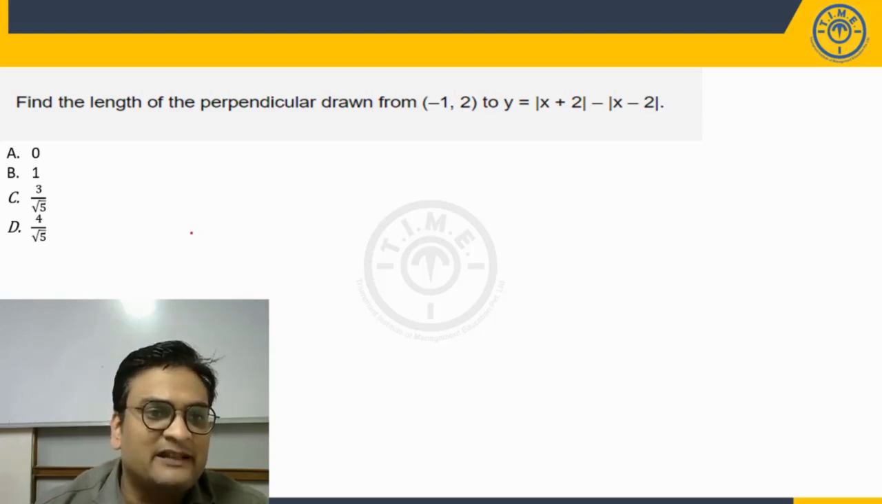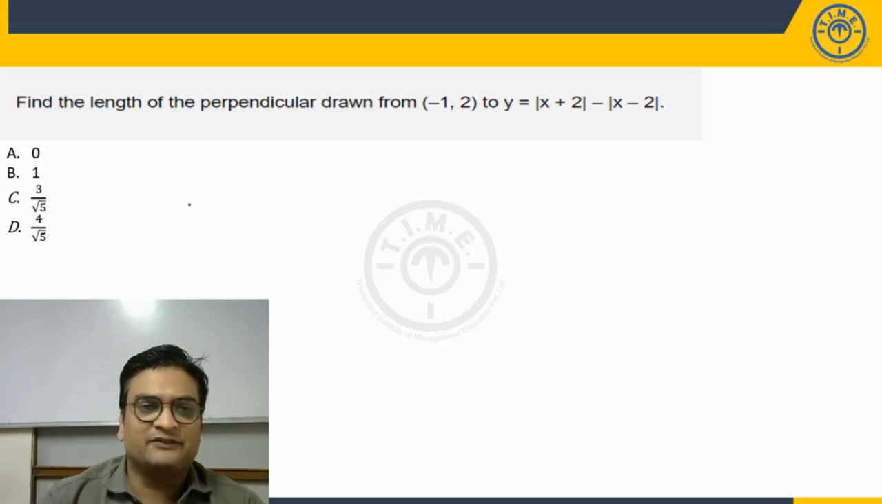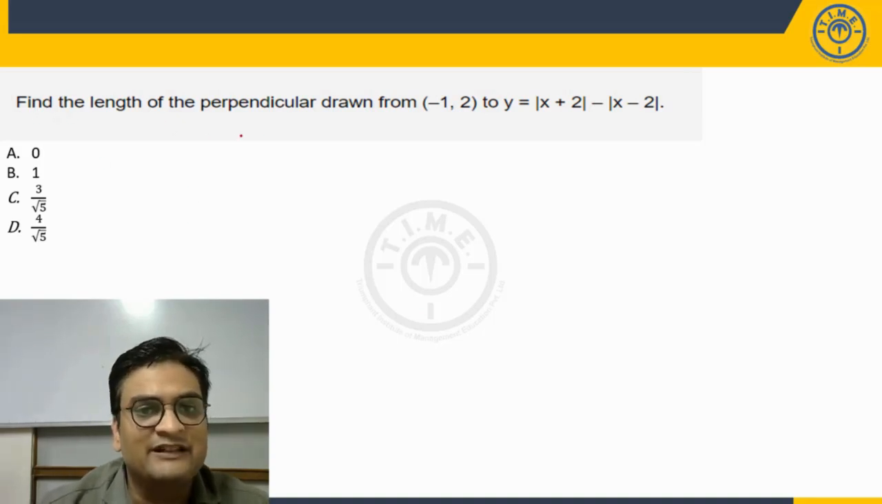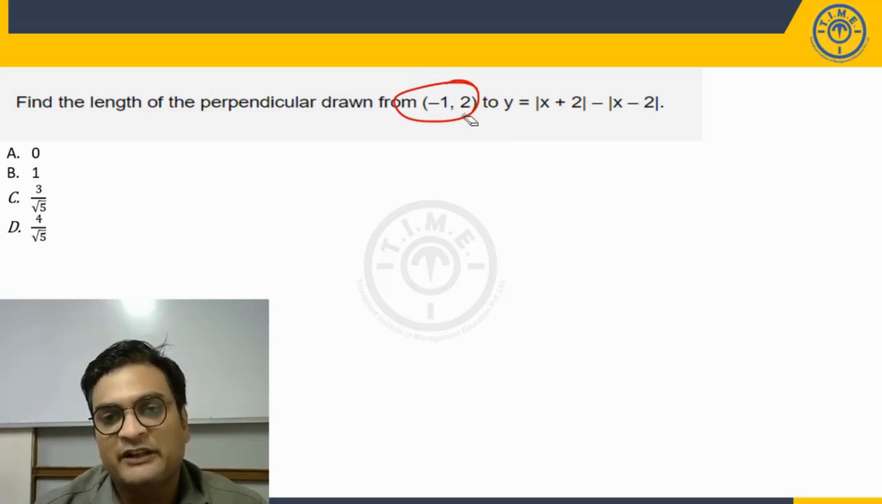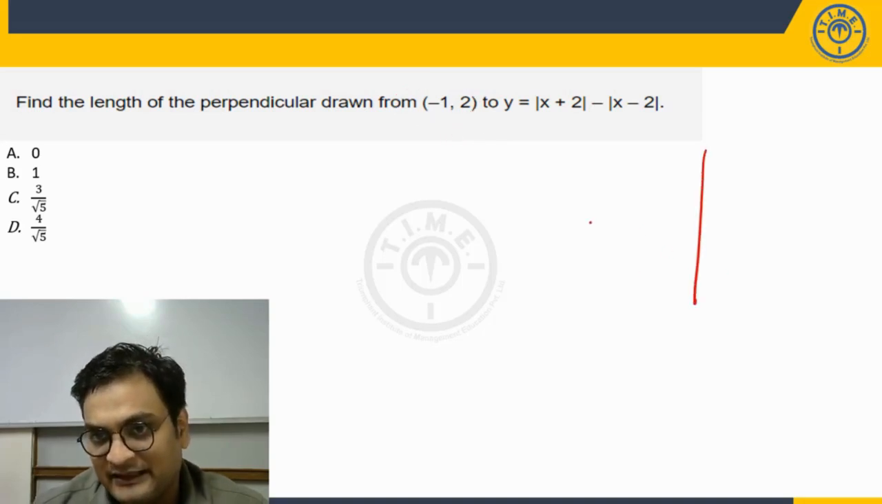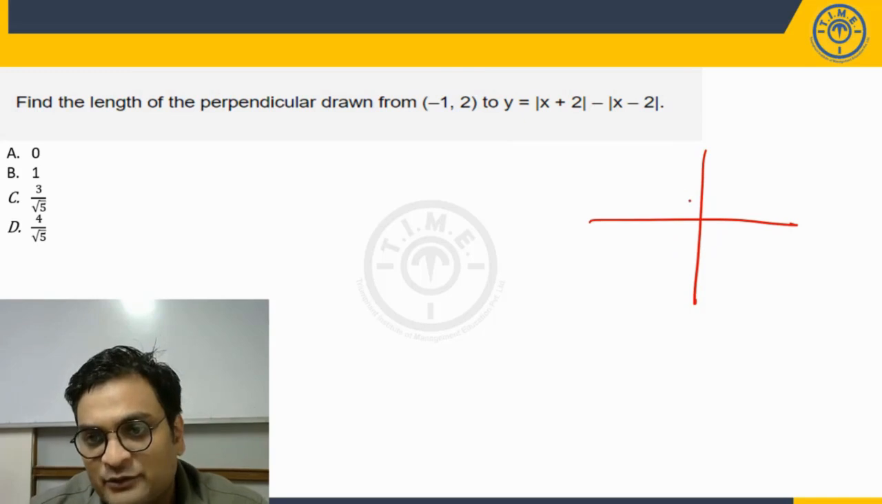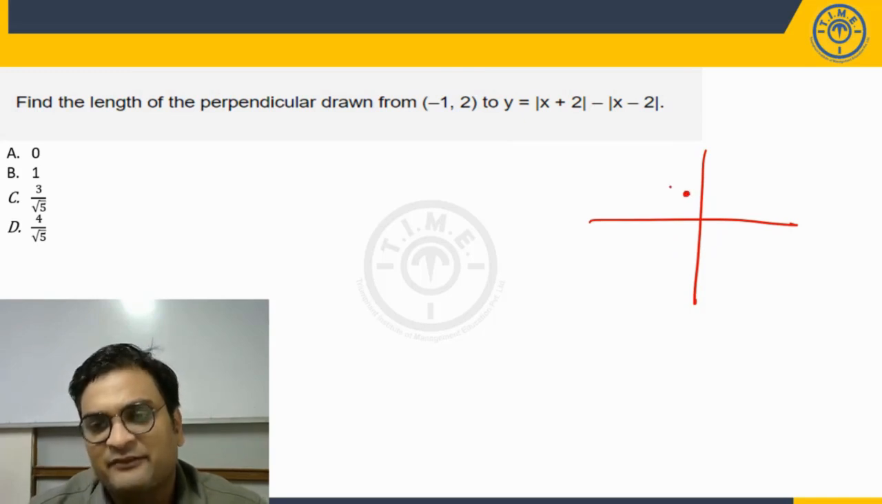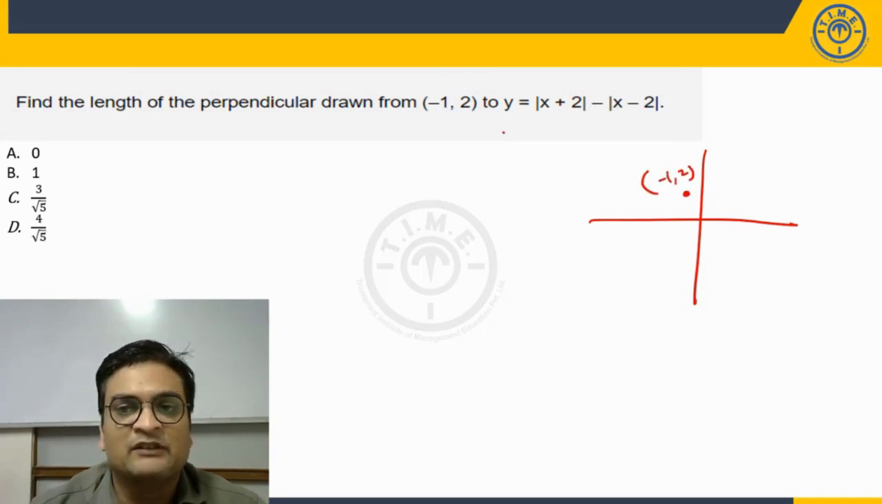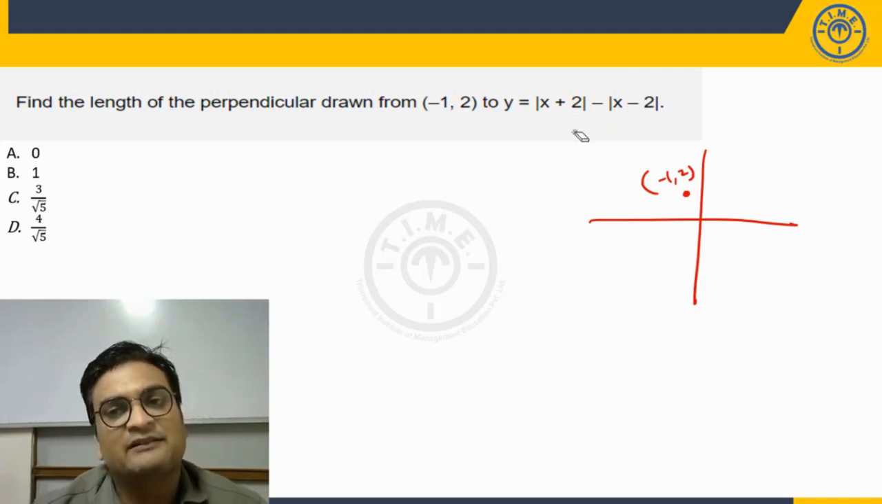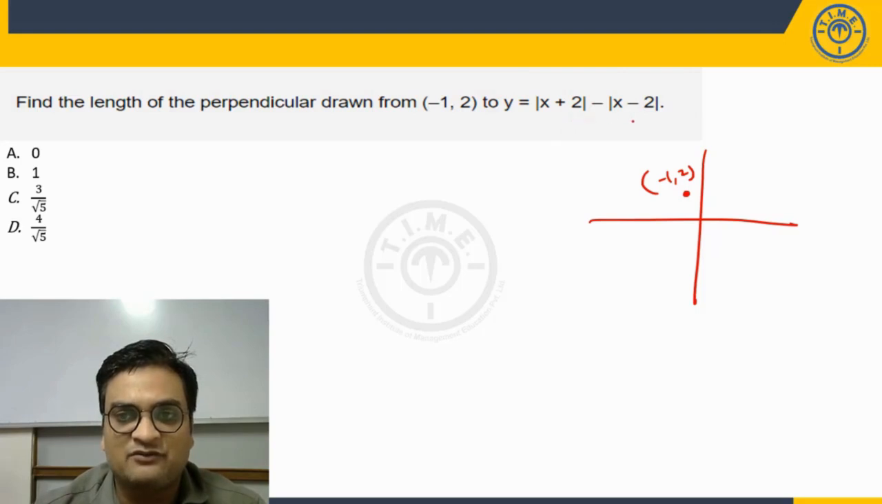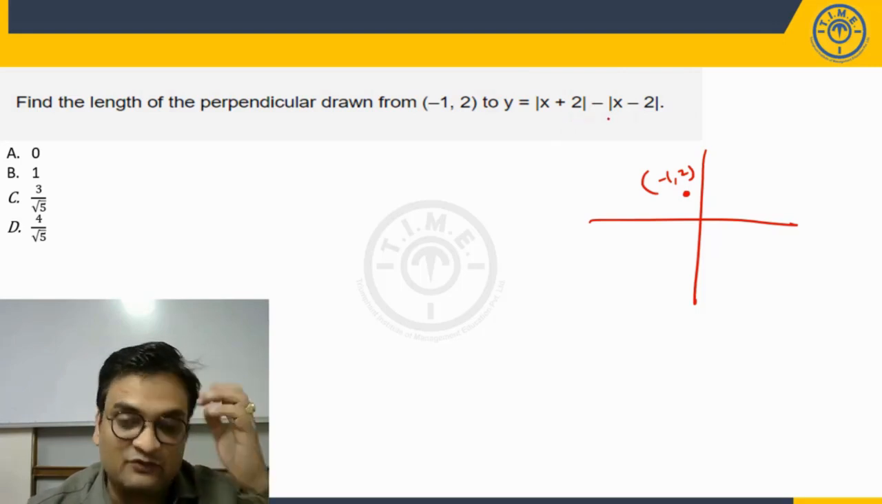I will anyways be starting the discussion here. Let's start with it. It says find the length of the perpendicular drawn from -1, 2. The point -1, 2 on the graph is going to be somewhere like this. From this point, we are drawing a perpendicular on this graph, y equal to mod of x plus 2 minus mod of x minus 2.